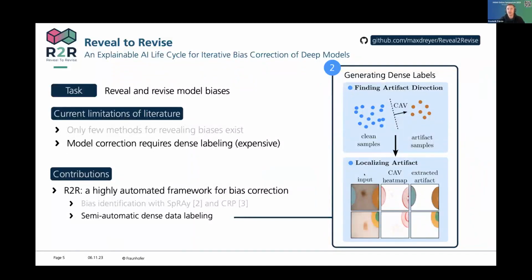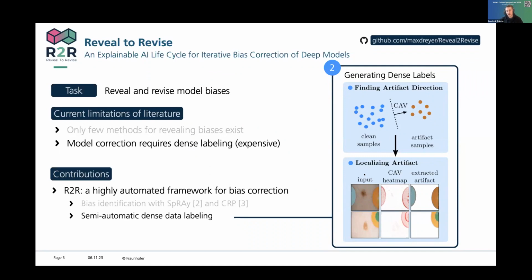And the idea of those concept activation vectors is to train a linear classifier somewhere in latent space where clean samples and artifact samples are linearly separable. So that's the assumption that somewhere in latent space that's possible. And if we train a classifier, then we can get the direction that points from clean samples to artifact samples. So we have one clear direction that represents the artifact in latent space.